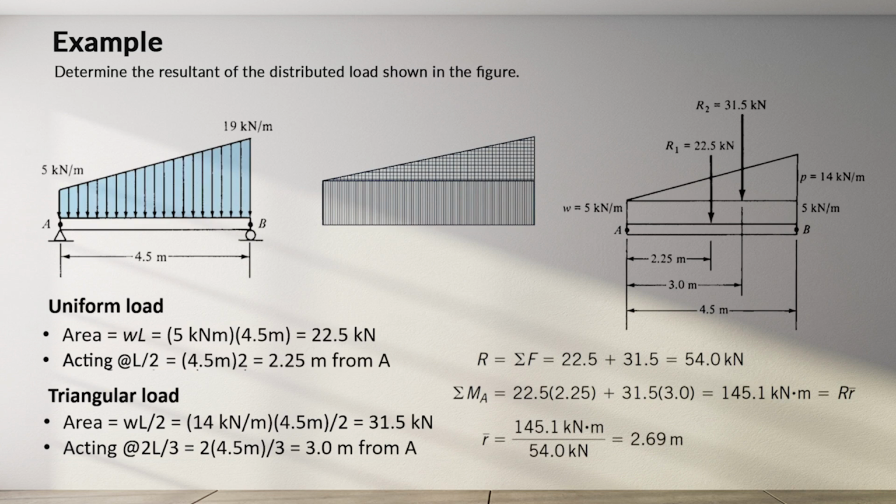R bar equals 145.1 kilonewton meters divided by 54 kilonewtons, which equals 2.69 meters as the location of the final resultant.